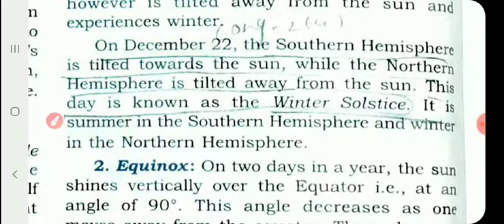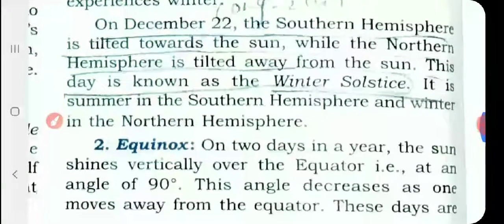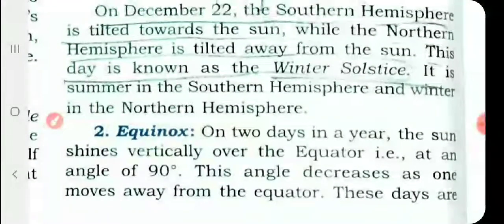On December 22, the northern hemisphere will have the shortest day, while the southern hemisphere will have the longest day, because on this day the sun is in the southern hemisphere, and the southern hemisphere is tilted towards the sun, whereas the northern hemisphere is tilted away from the sun. This day is known as the winter solstice. It is summer in the southern hemisphere and winter in the northern hemisphere.